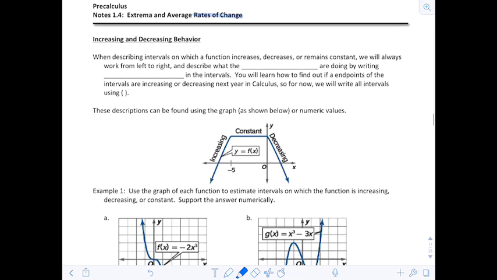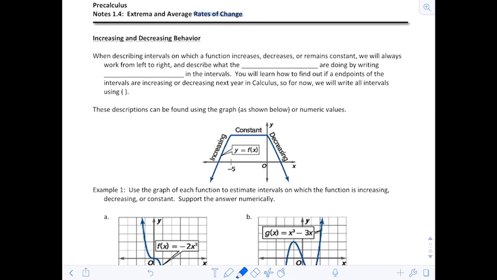So as we start talking about this, increasing and decreasing behavior, when describing intervals on which a function increases, decreases, or remains constant, this is talking about f of x increasing, decreasing, or remaining constant. We're always going to work from left to right, just like we read the words on a page. We want to describe what the y values are doing, whether they are increasing, decreasing, or constant, and we're going to do that by writing the x values in our interval. So the piece of the x-axis that we're going to be talking about.